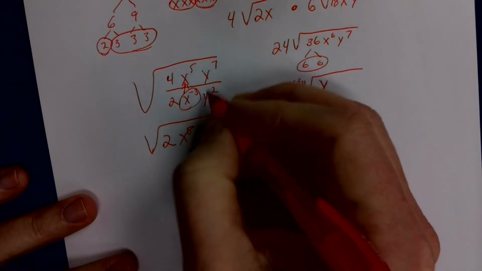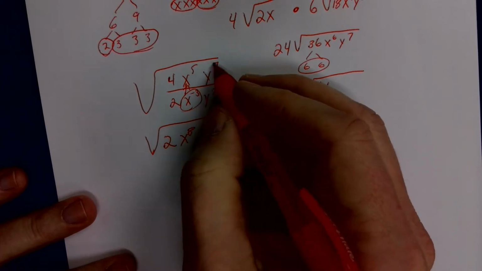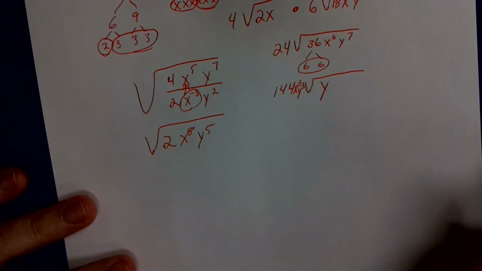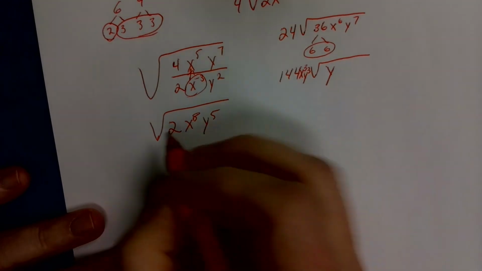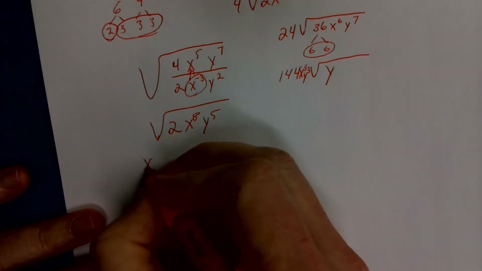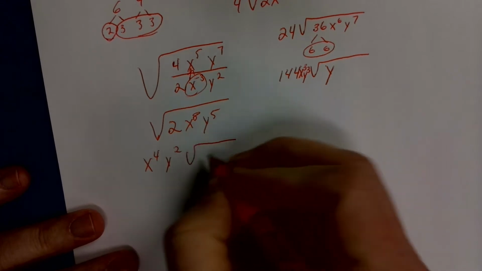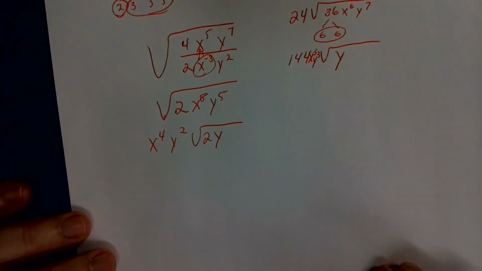And if I fight these out, because I don't want to shove them up because this is positive, right? 7 of them upstairs, 2 of them downstairs. The upstairs wins by 5. So I get this. Now I'm looking for twins. There's no twin 2, so I can't pull anything out, but I can pull out an x to the 4th, and I can pull out a y squared. Left inside the radical is a 2y. So that's what simplifying radicals look like.